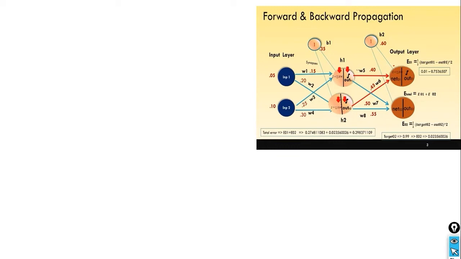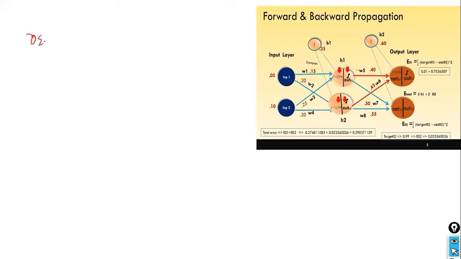Now we wanted to know how much a change in W5 affects the total error. We go to the last layer, okay, and then gradually you move to this layer and the input layer. First we'll start with this layer, and here we are very particular. We wanted to know how much a change in W5 will affect the total error. So we need to take the partial derivative of the total error with respect to W5.